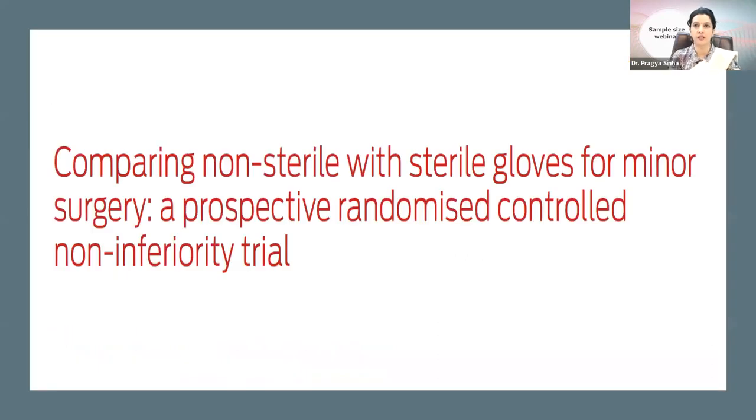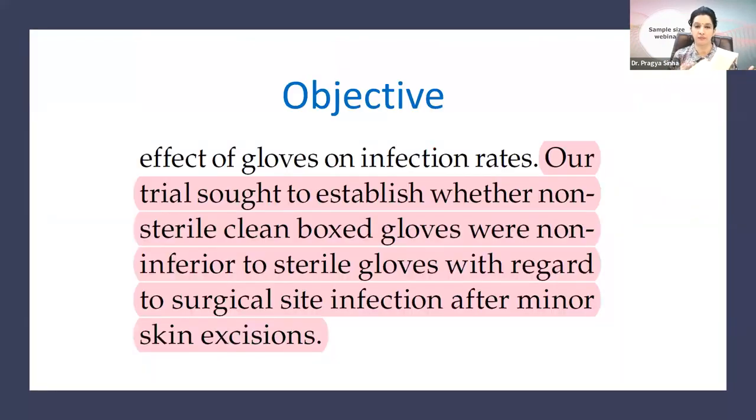So this is one example comparing non-sterile with sterile gloves for minor surgery, a prospective randomized control non-inferiority trial. What they are using is two interventions. The control group is having sterile gloves, whereas the treatment group is having non-sterile gloves for minor surgery. So again, if the infection rate is not that much, then you can propose the non-sterile, because getting the sterile gloves involves a lot of other administrative issues.